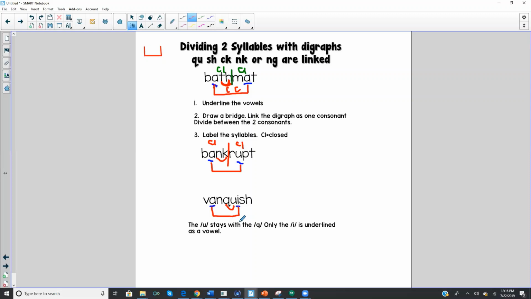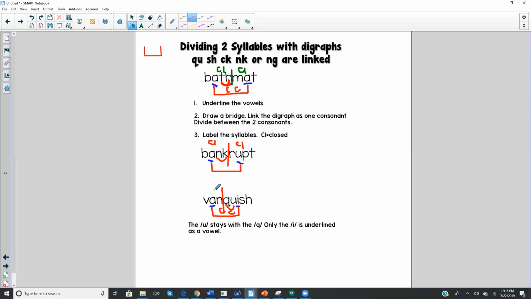After I draw my bridge, then I need to figure out how many consonants I have here. There's N, actually only one this time, I think. That's a consonant, and the QU is one consonant, because the QU goes together. And the N is by itself, because if Q was with N, that wouldn't be correct. So now we have two consonants. We can divide between them, and then we can label them.